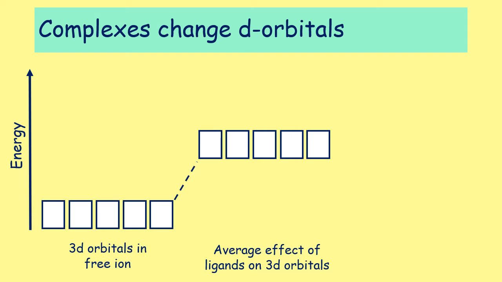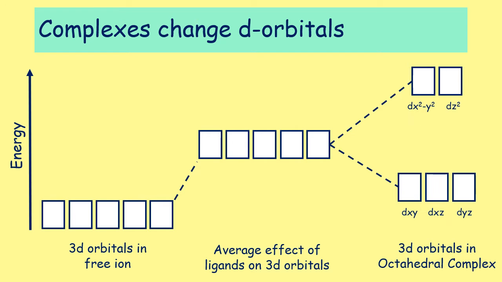However, the orbitals are not increased equally. That's just the average. And they actually split into two groups and they stop being degenerate. So in an octahedral complex, what happens is that you end up with two orbitals having really high increase in energy and three orbitals having a smaller increase, and you have a gap between them.